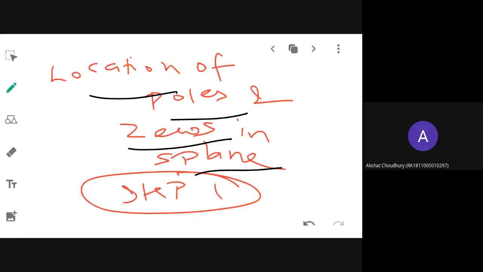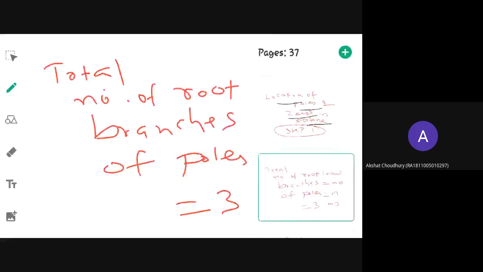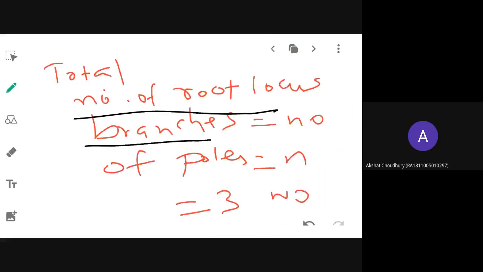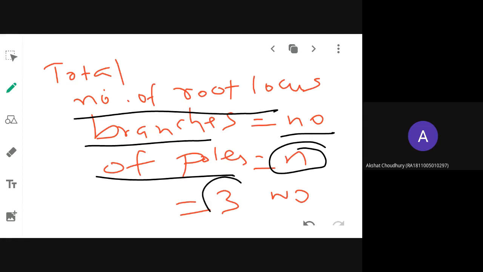Step number 1. As per that step, the total number of root locus branches is equal to the number of poles. The number of poles for this system is 3. So you will have 3 root locus branches accordingly.